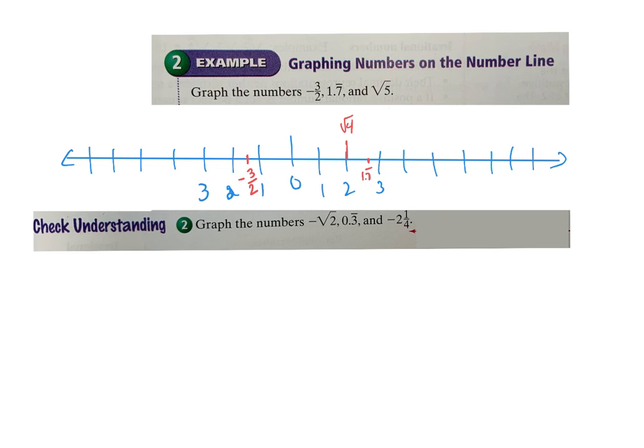9, right? What is the square root of 9? 3. So it is going to fall somewhere between the square root of 4 and the square root of 9, probably closer to the square root of 4 side, right? Mm-hmm.